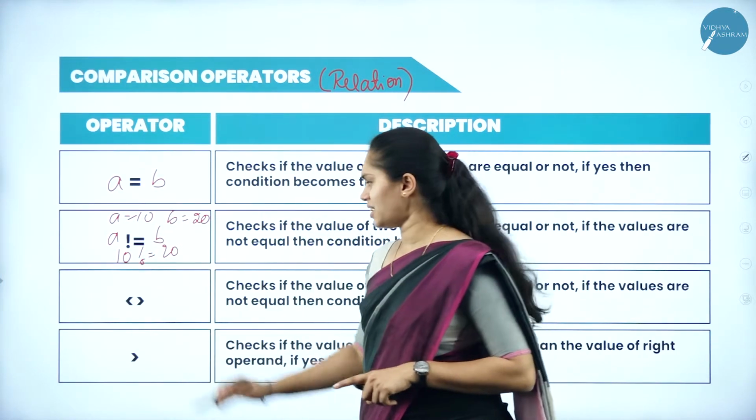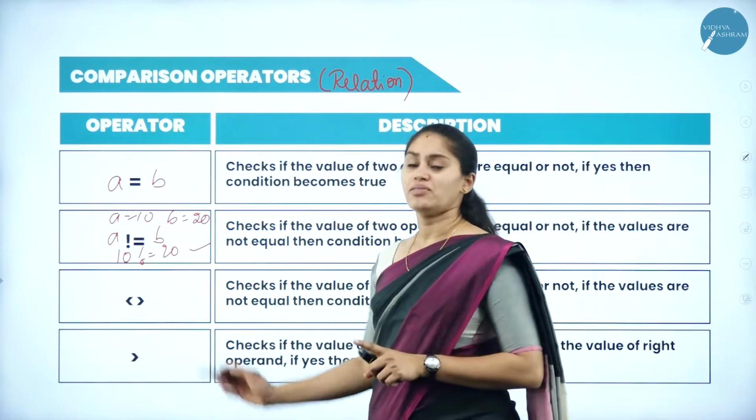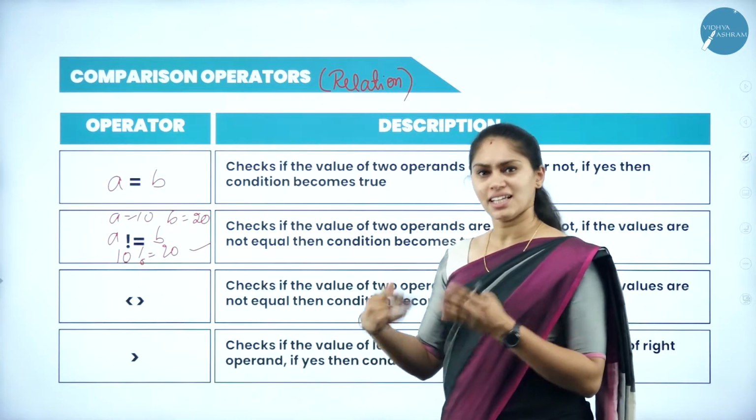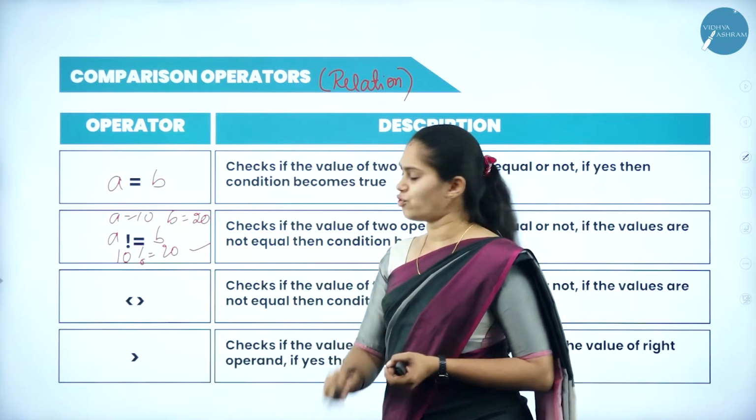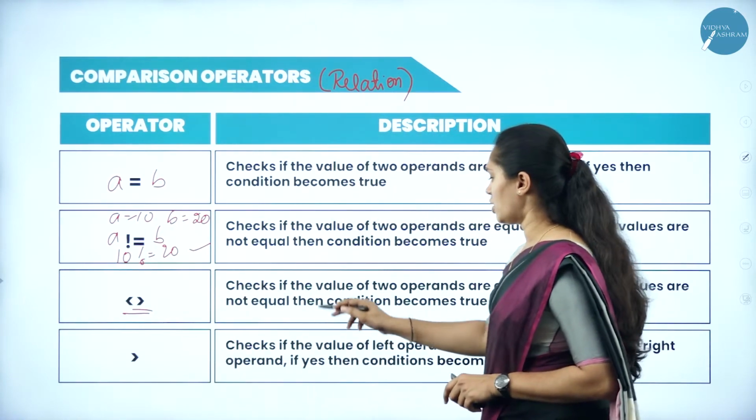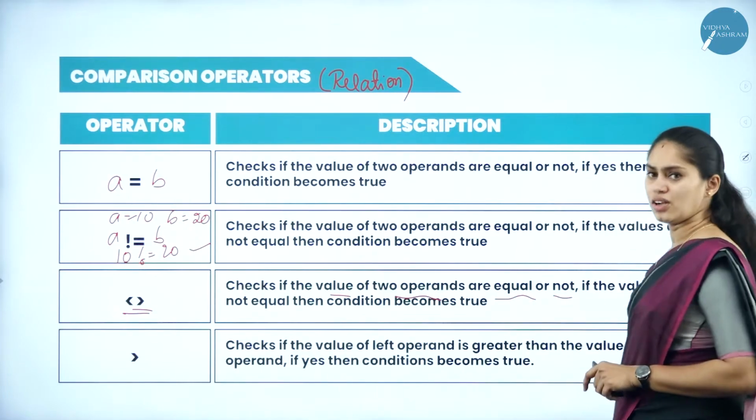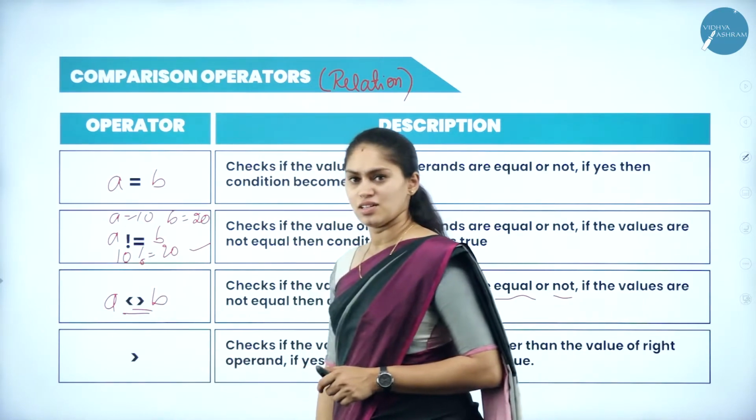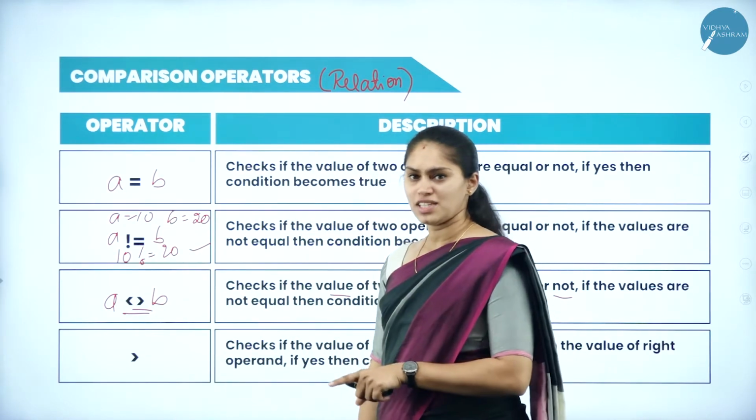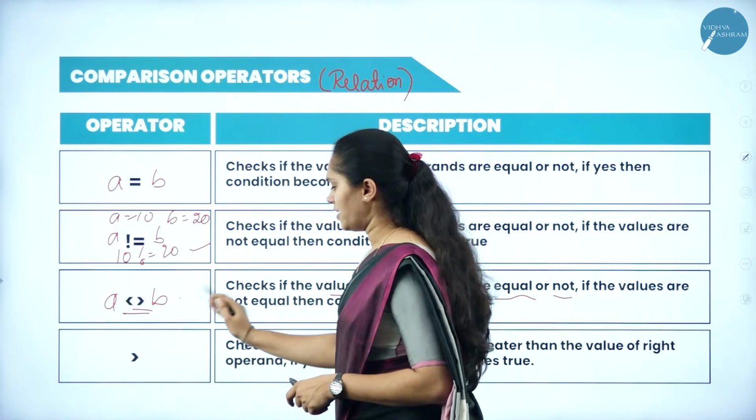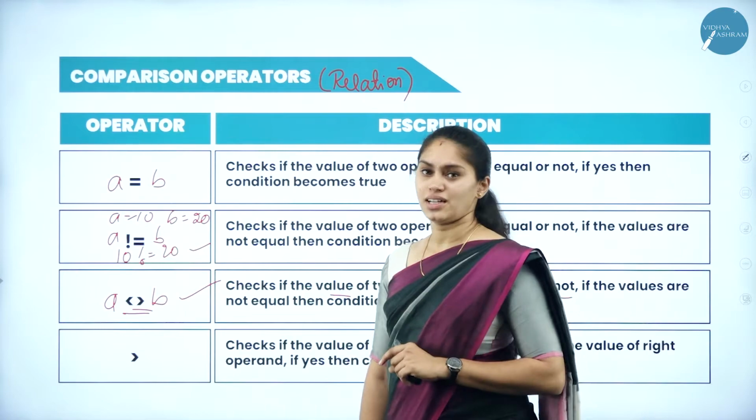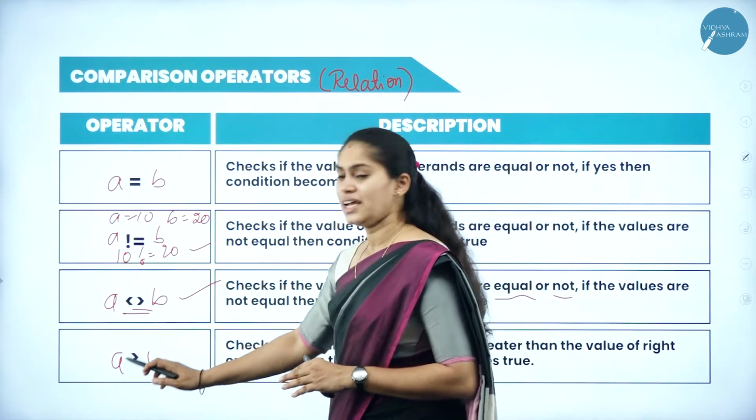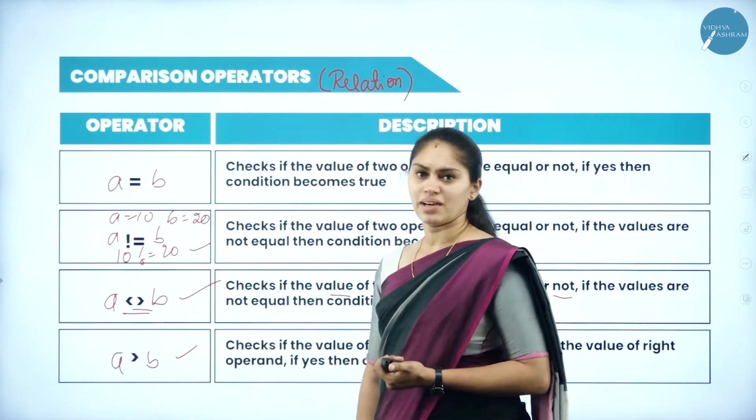Here we are checking whether 10 is not equal to 20. Yes, it is true, because 10 is not equal to 20, so it returns true. If A is also 10 and B is also 10, then they are equal and this condition becomes false. Here we also have an operator that checks whether the two operands are equal or not. For example, A not equal to B. If A is 10 and B is 20, A is not equal to B, so it returns true. If they are equal, it returns false. And we have greater than. If the value of the variable on the left side is greater than B, it returns true, otherwise it is false.